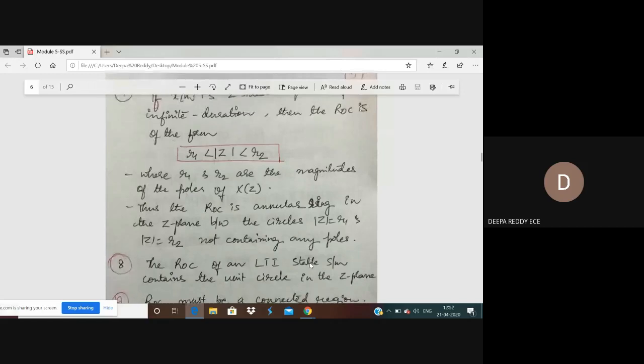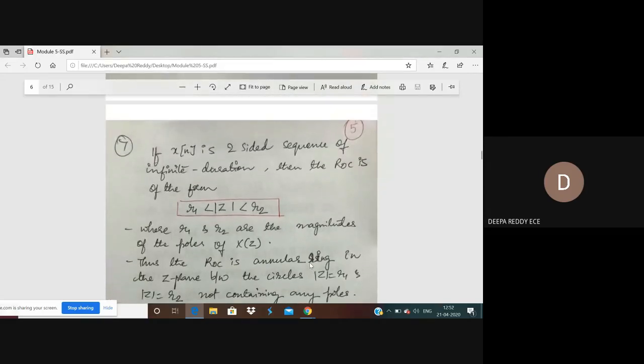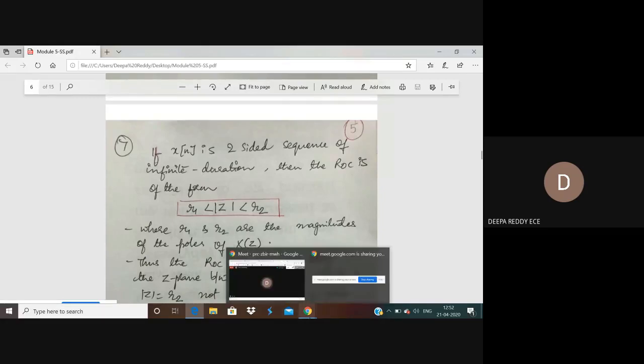So that is about the 7 properties. We have a few more properties, which I will probably discuss in my next meeting.